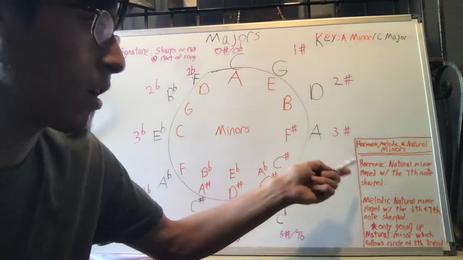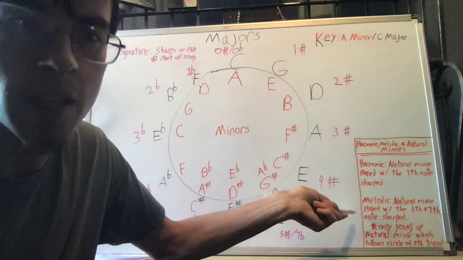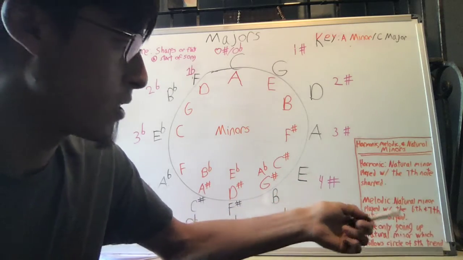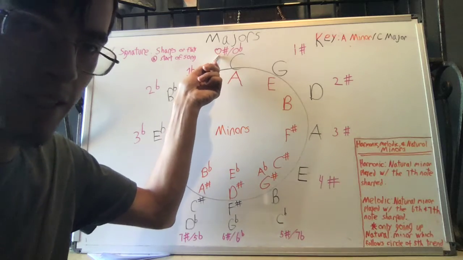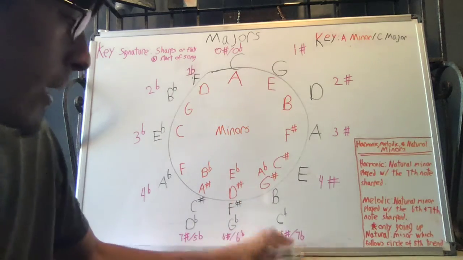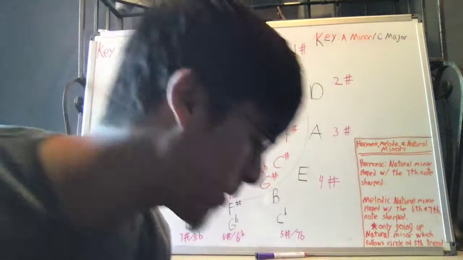So that's why these harmonic and the melodic minors, yes, they will have some sharps that the natural won't, but it still will follow the key signature. Okay, all right, so let's go in and see a quick example of this on the keyboard.